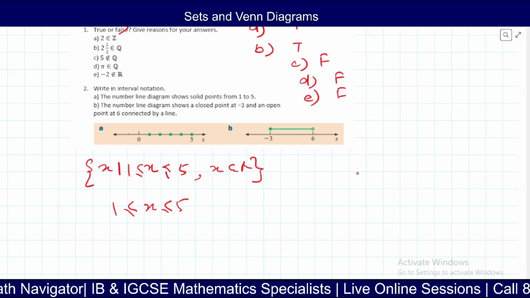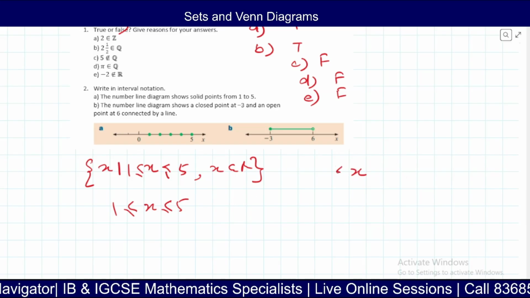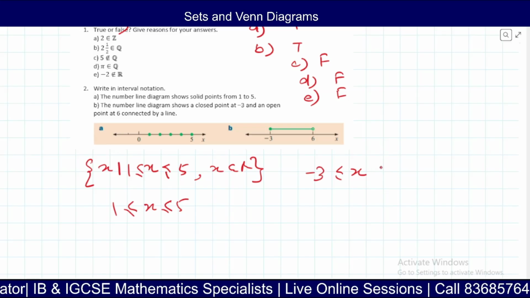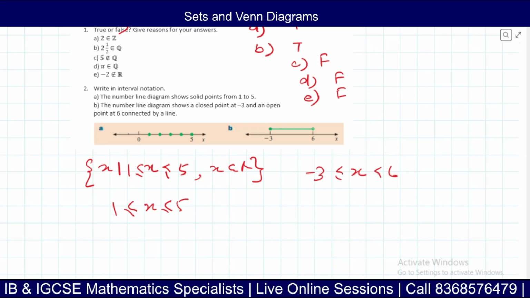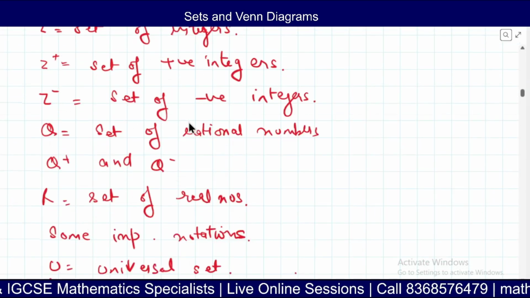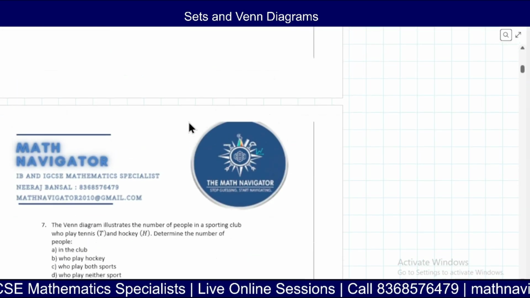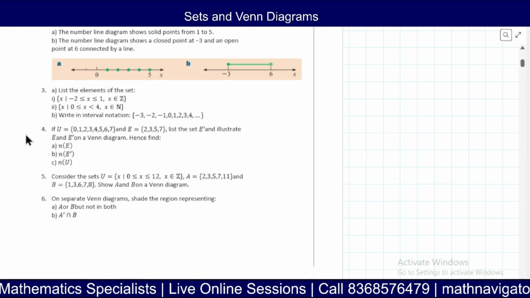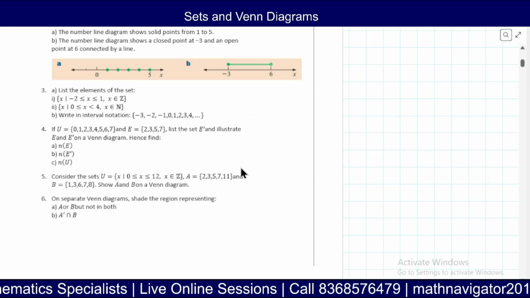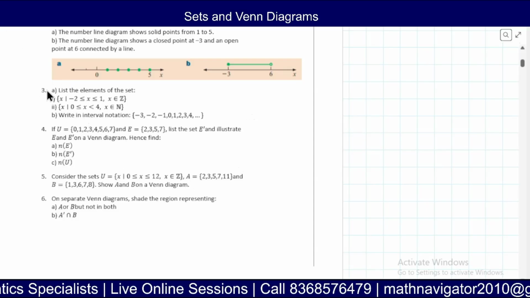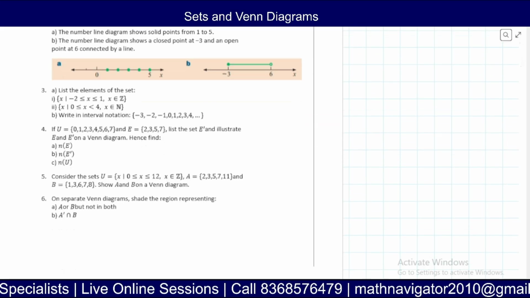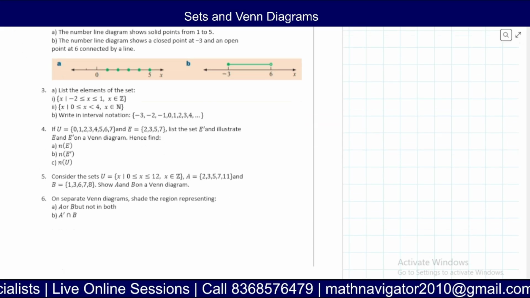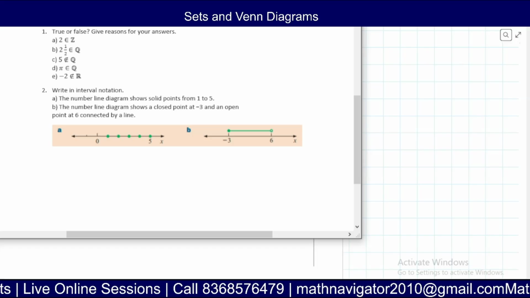So in this case, what I can write is x is greater than or equal to -3 and less than 6. Done. I hope this is clear. Perfect. Then let's move to the next question. List the elements of the set. So let me do it. Let me take the third and fourth question there. Give me a very quick moment.